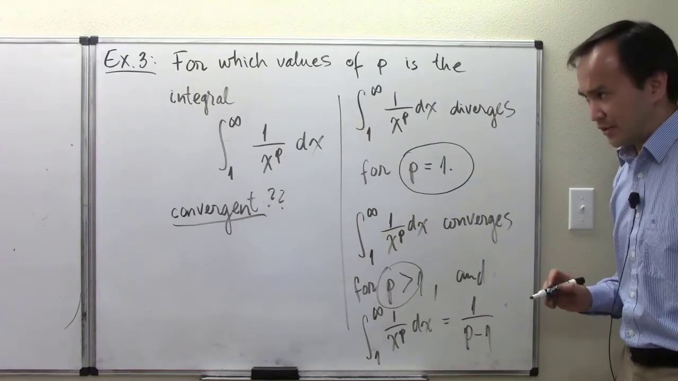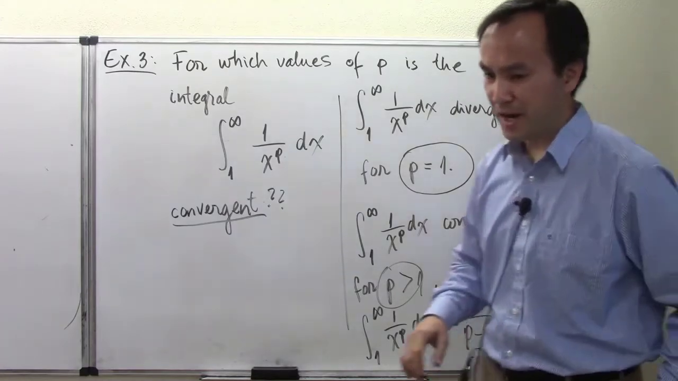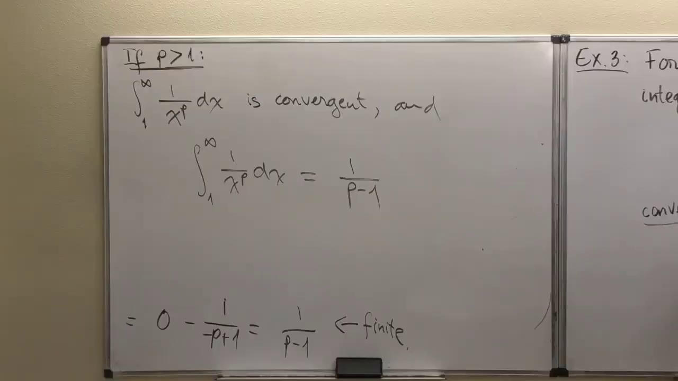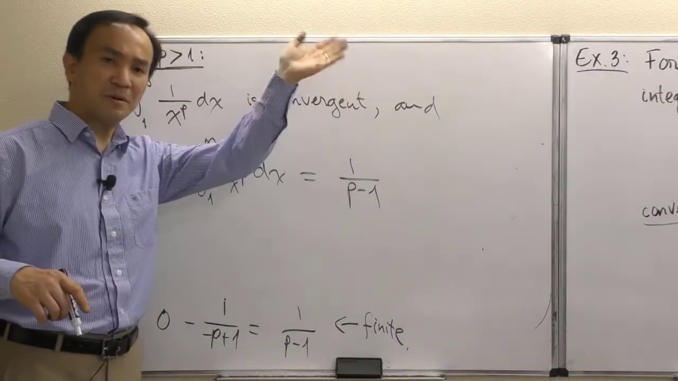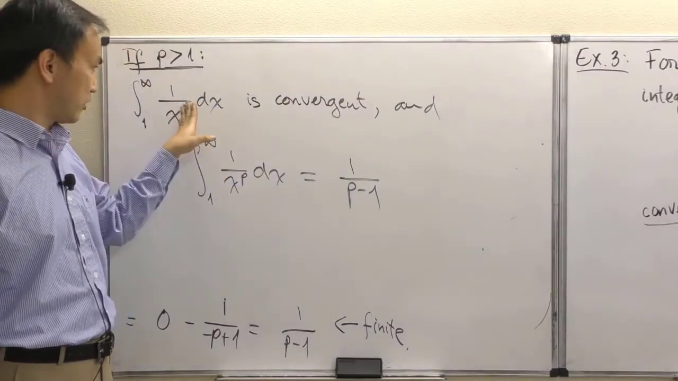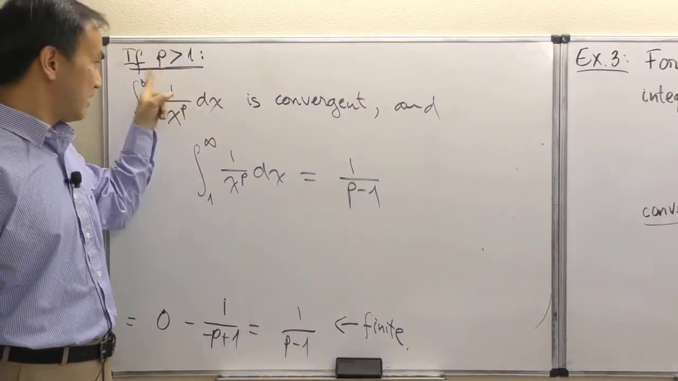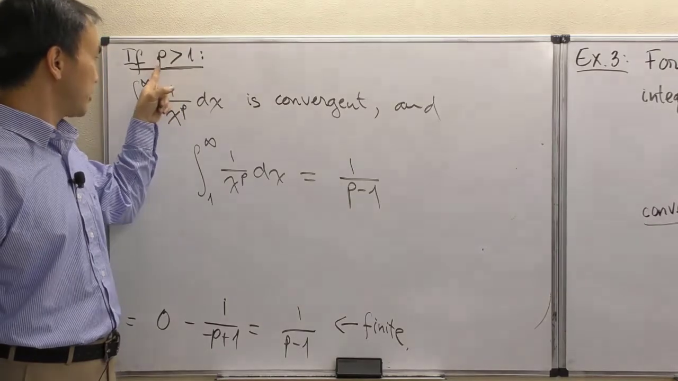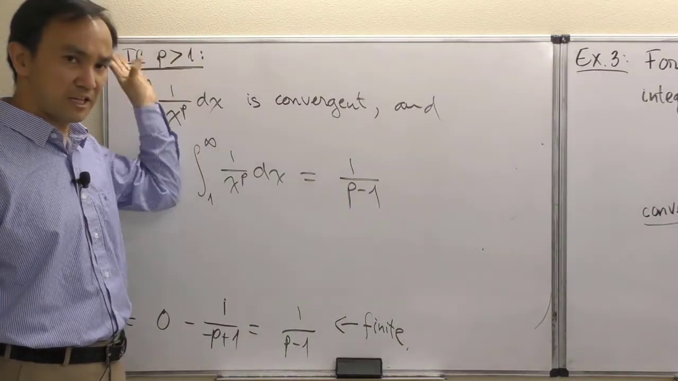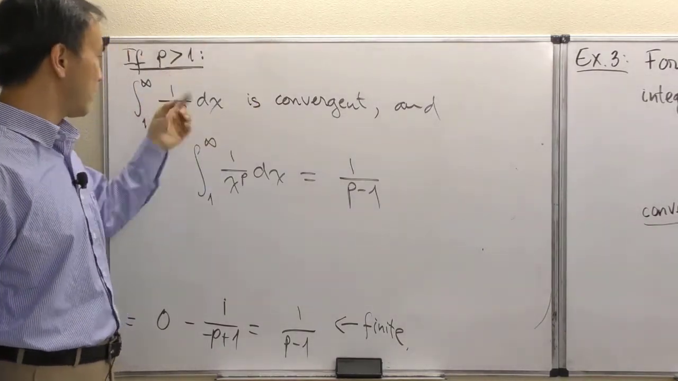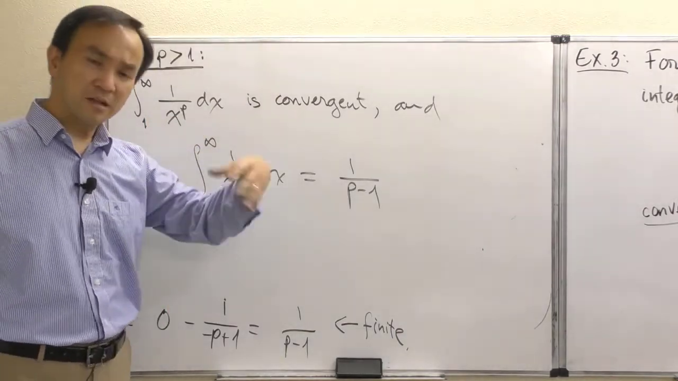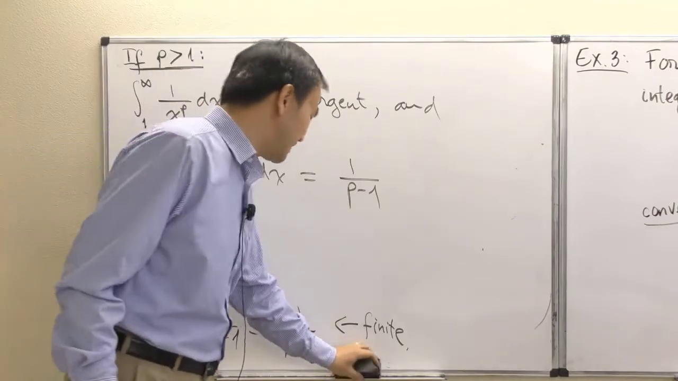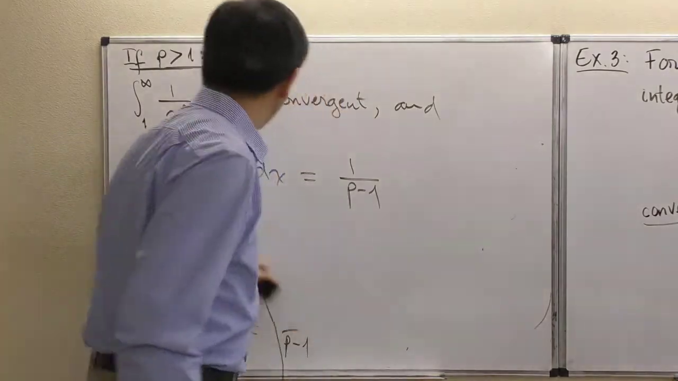Okay, and so now we have one more case remaining. Earlier I looked at what happens when p equals 1, and we found out that the integral diverges. Just now we found out that when p is a power greater than 1, the integral is convergent. So now, what happens when p is less than 1? Let's find out.